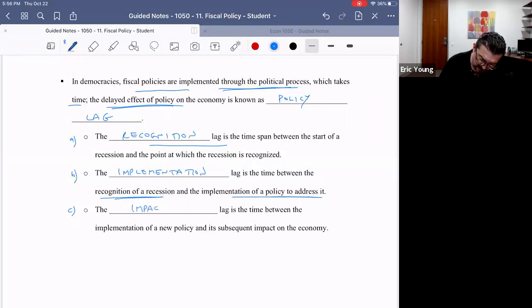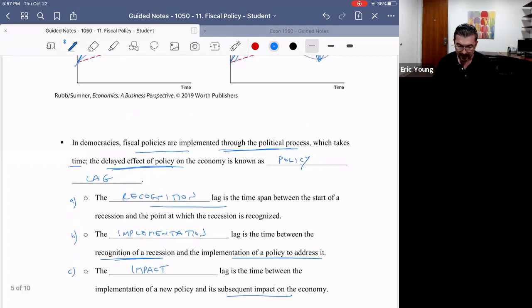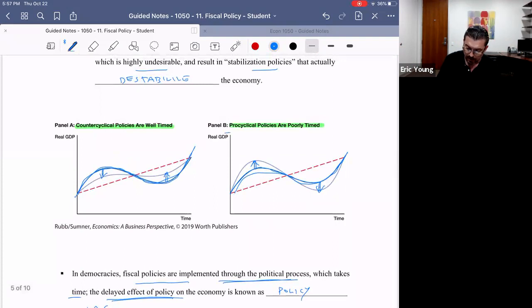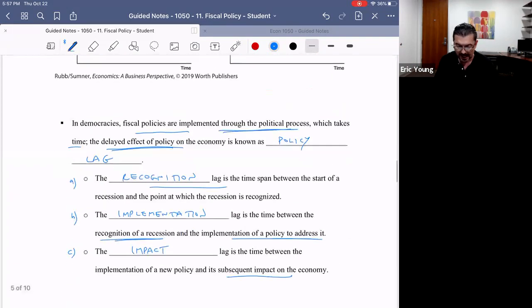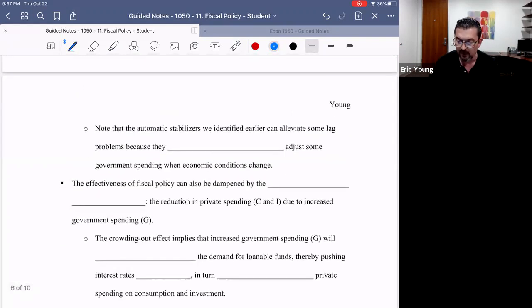And finally, even if we get the recognition and implementation lags under control, we have what is known as the impact lag. And the impact lag is the time between when you implement the policy and when the policy actually has its subsequent impact on the economy. It's the time between when you take the aspirin and the headache goes away, or when you take the medication the doctor gave you and the problem is fixed. When you add together these recognition, implementation, and impact lags, you can have a pretty long policy lag. And in a poorly timed scenario, that will become pro-cyclical and actually make the economy more volatile.